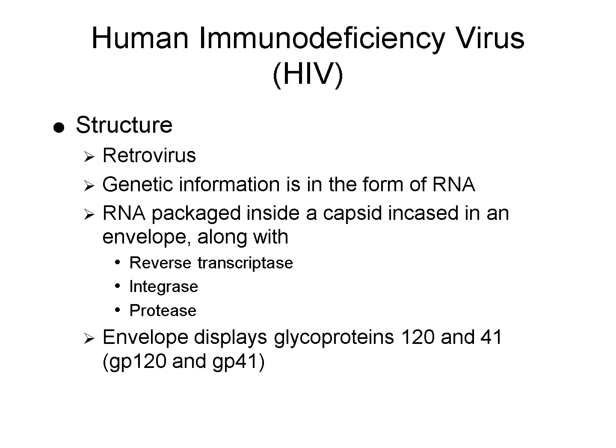HIV is a retrovirus, meaning its genetic material is stored as RNA rather than DNA. The viral RNA is packaged within a protective capsid and surrounded by a lipid envelope. Embedded in this envelope are glycoproteins, specifically GP120 and GP41, which are critical for the virus's ability to bind to and enter target cells. Inside the virus are enzymes like reverse transcriptase, integrase, and protease, each essential for viral replication.